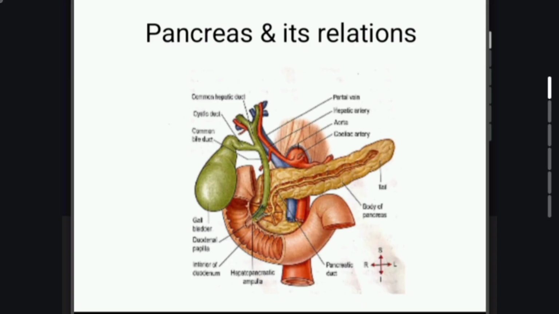And then, of course, you can see the pancreas there. You can see the tail of the pancreas, the body, then we have the head of the pancreas, just the one that is coming in contact with the duodenum. And there, of course, you can see the pancreatic duct that will bring the enzymes.